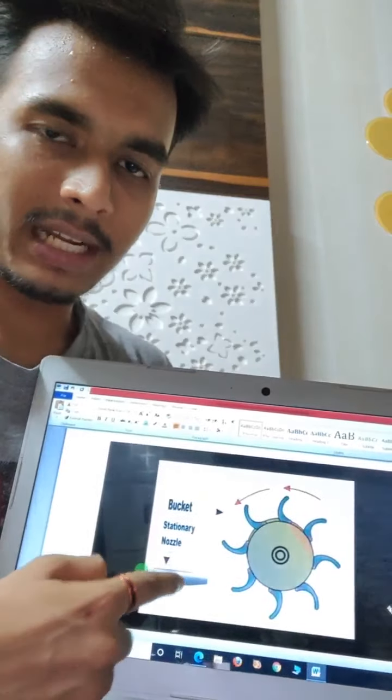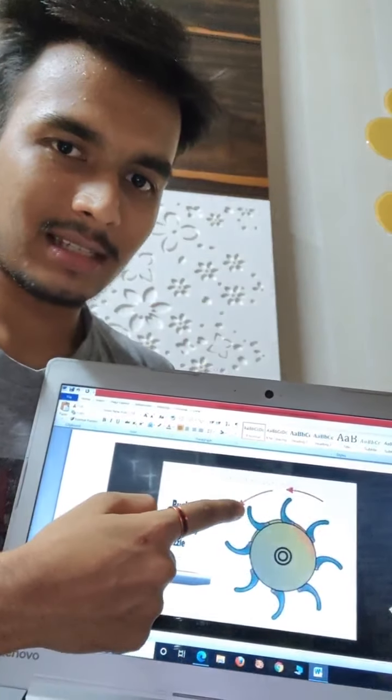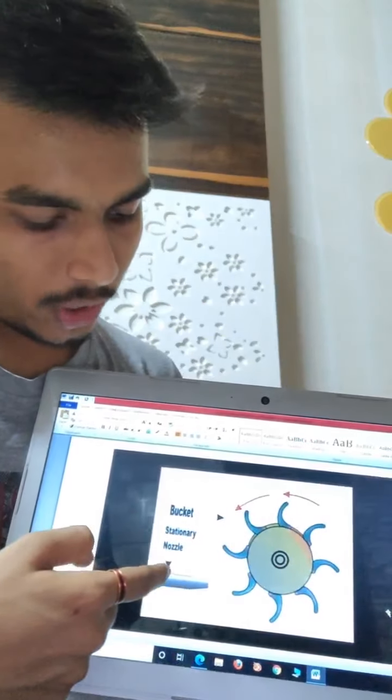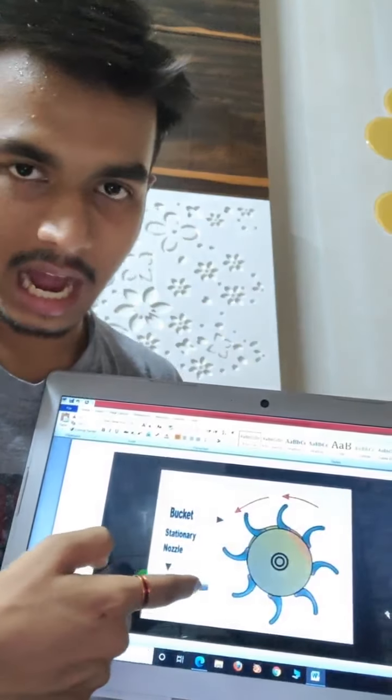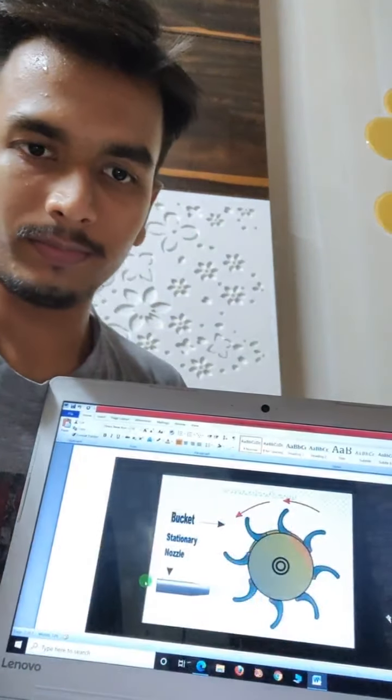Now this is the schematic of the runner which is in the turbine. These are the blades, and this is the runner. This is the nozzle from which the high pressure steam is coming, and this is rotating the runner.